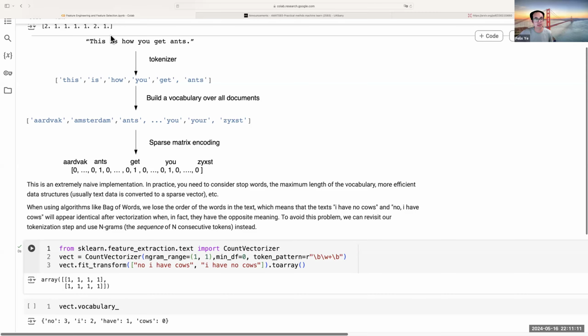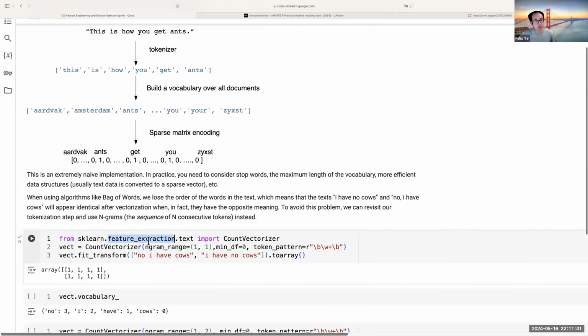We have this is how you get ants. So we think of everything as a pair of nearby words. This is called a sequence of two consecutive tokens, so this will be n-grams. In this case, we're considering 2-grams. And of course, we can make it more complicated, and it could be 3-grams and 4-grams and so on. Right here, we can use CountVectorizer to actually do this process for you.